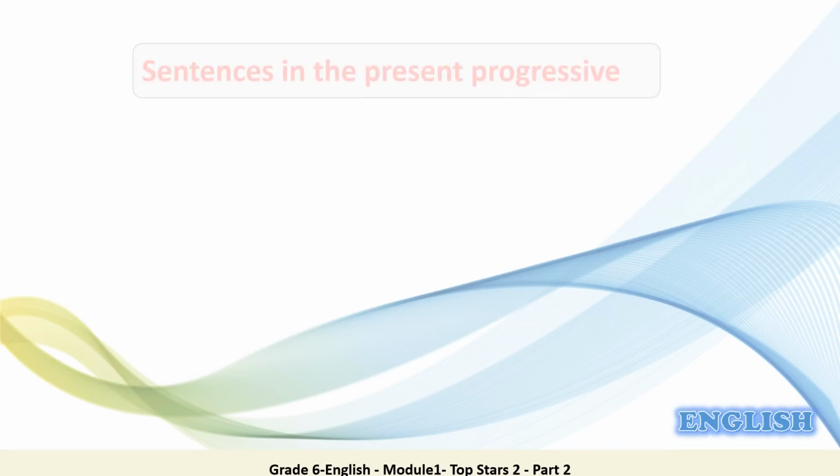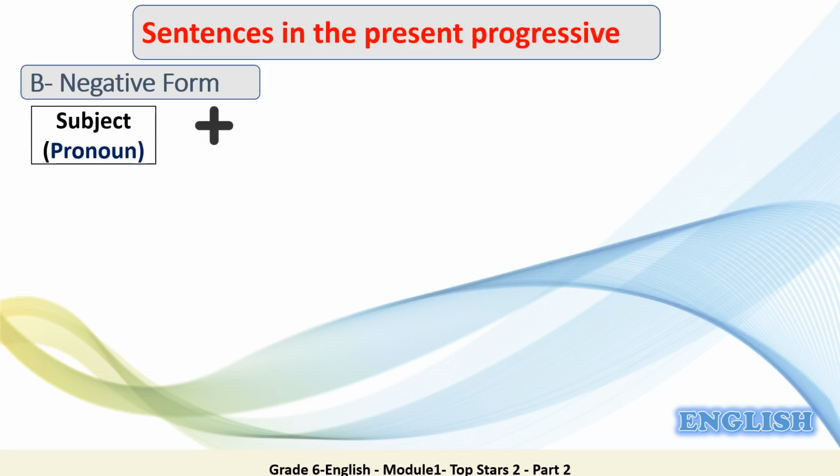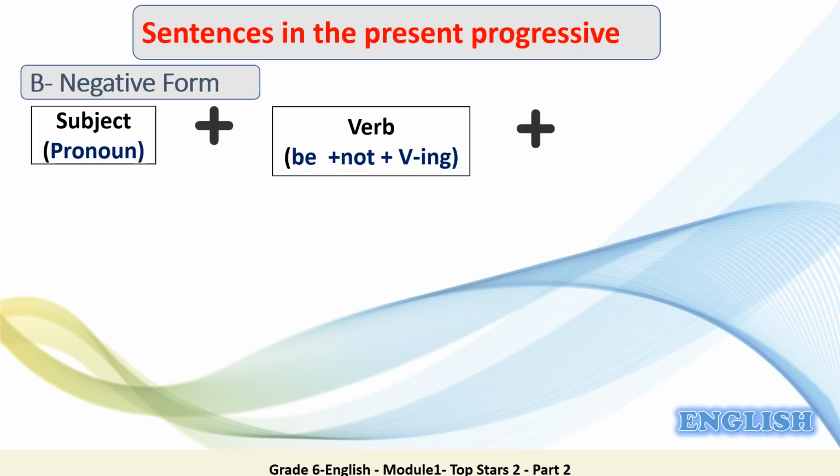Another type of sentences is the affirmative form. Let's try to form our sentences using it. Like you all know, how do we start? Yes, we start with the subject. Very good. And then what do we add? Very good, the verb. But in this case, it's going to be the verb be, not, and then the main verb ending in ing. Finally, we have the object.